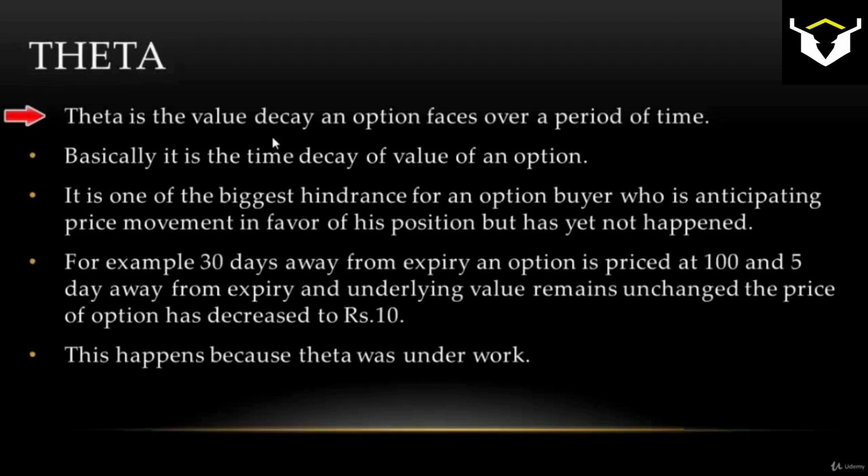Theta is the value decay an option faces over a period of time. Basically, it is the time decay of value of an option. It is one of the biggest hindrances for an option buyer who is anticipating price movement in favor of his position, but it has not yet happened. For example, 30 days away from expiration, an option is priced at 100, and 5 days away from expiration, with the underlying value unchanged, the price of the option will have decreased to 10 rupees. This happens because of theta. So theta is basically time decay.